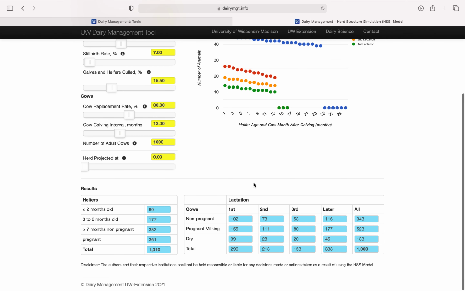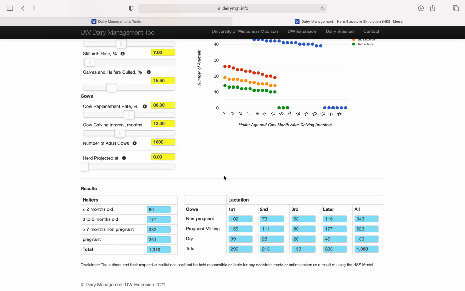Down below, we can also see the tabular data of the herd at steady state. The data indicates that for a herd of 1,000 adult animals, there would be about 1,010 total young stock, including calves and heifers. The table also shows that there would be 343 non-pregnant cows, 523 pregnant milking cows, and 133 pregnant dry cows, for a total of exactly 1,000 adult animals. Also, the data indicates that 296 of these animals would be in first lactation, 213 in second, 153 in third, and 338 in later lactations.